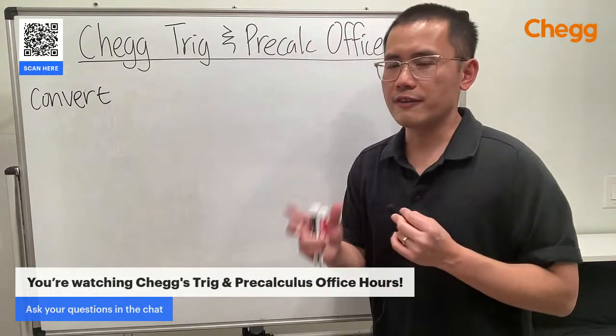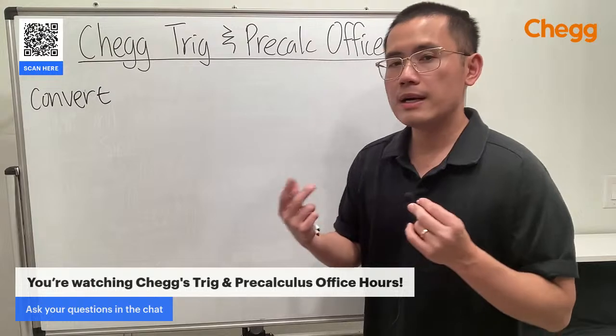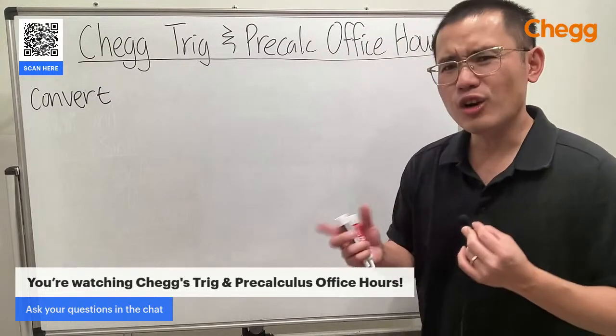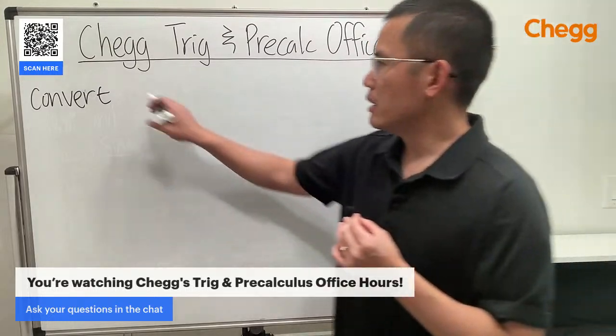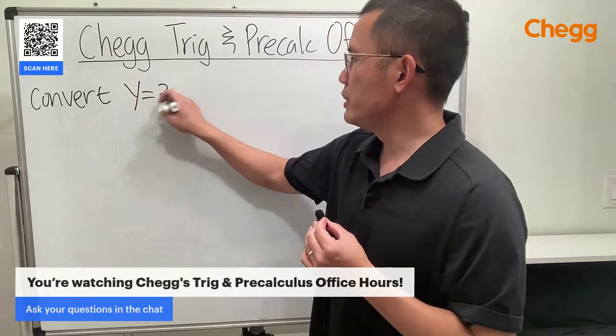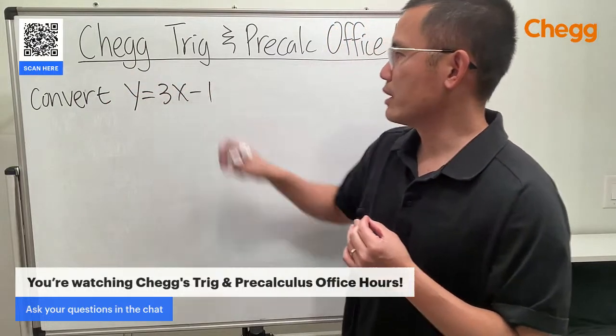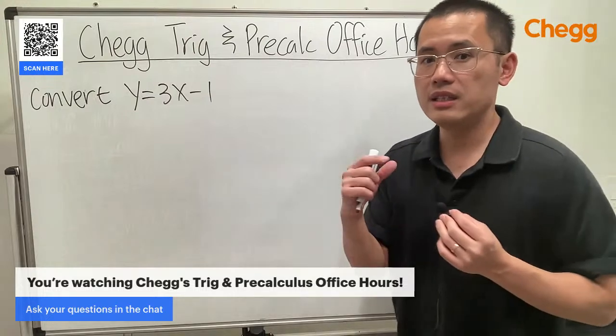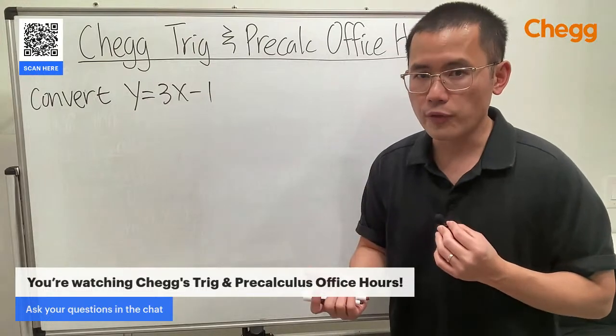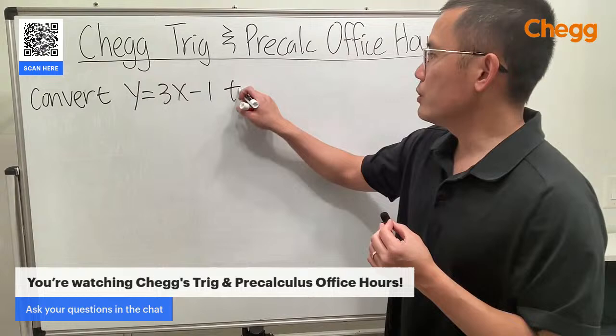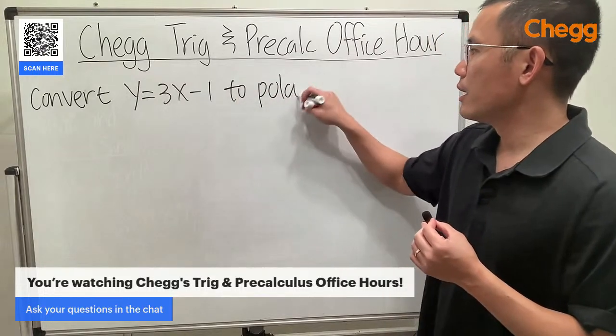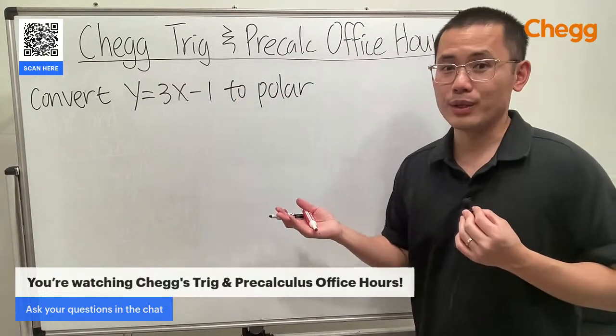conversion question. Let's talk about a line. Let's say we have y is equal to 3x minus 1. This is an equation of a line in the Cartesian or rectangular form. Convert to polar. So let's see how we can do that.